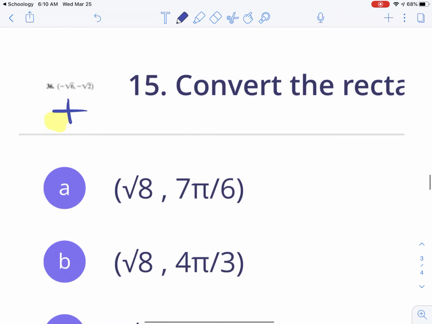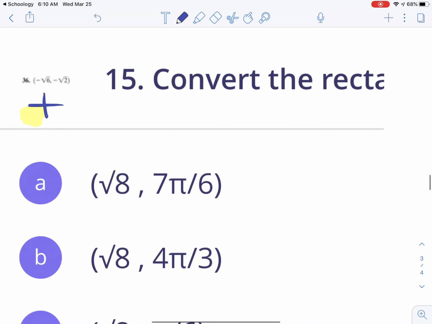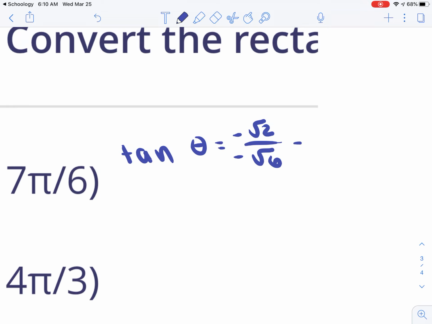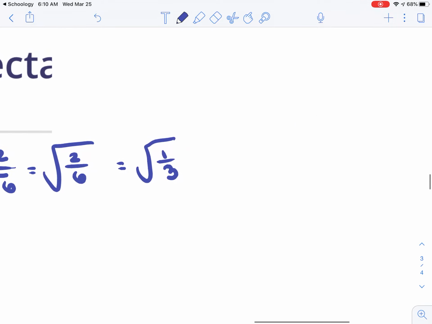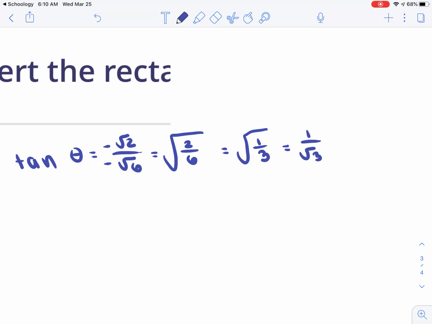Now from there, I want to find what that angle is. So remember, I can do the tangent of theta equaling the negative root 2 over the negative root 6. The two negatives are going to cancel, but you're going to get the square root of 2 over 6, which is the same thing as the square root of 1/3, which is the same thing as the square root of the numerator, which is 1, over the square root of the denominator. Now, sure, you can rationalize this, but personally, I think it's easier to think, where do we divide y by x and get this quantity?